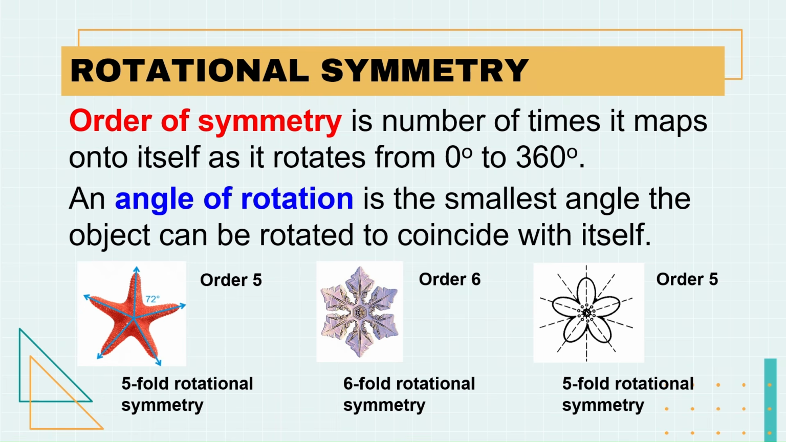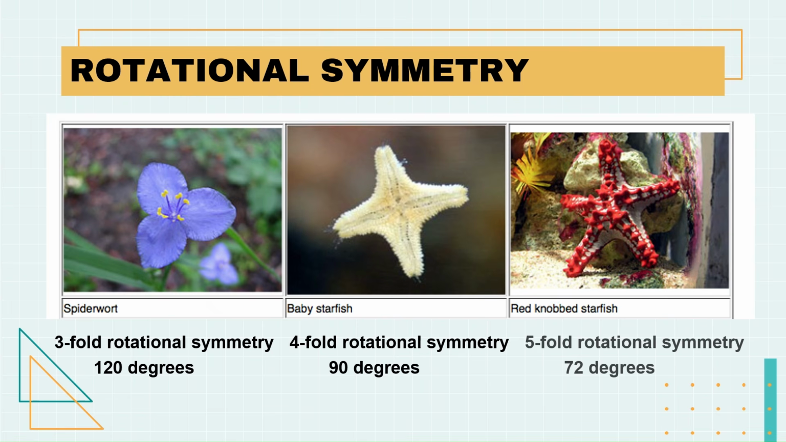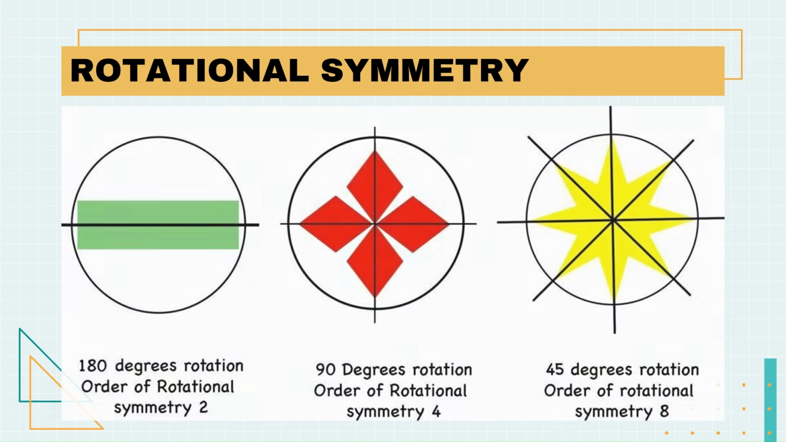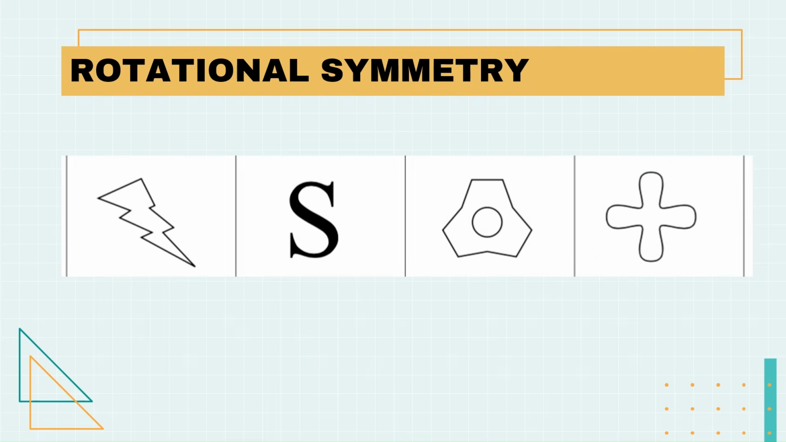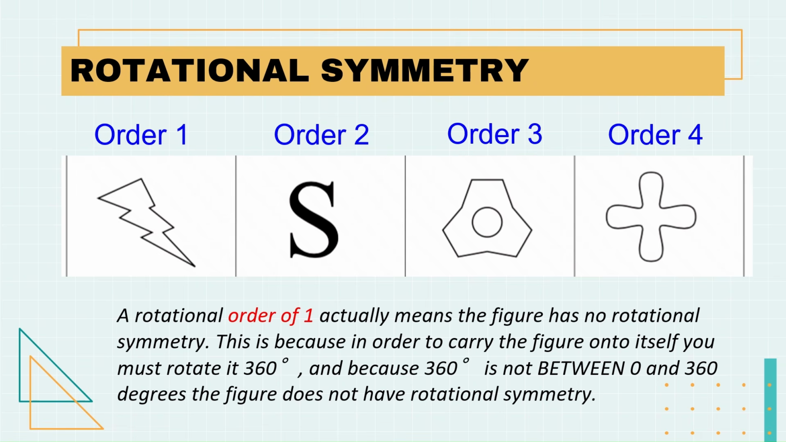Another important concept is the angle of rotation. This is the smallest angle through which the figure can be rotated so that it appears the same again. The angle of rotation can be found by dividing 360 degrees by the order of symmetry. If a figure has an order of 1, it means that it only matches itself after a full 360-degree rotation. In this case, the figure is considered to have no rotational symmetry.